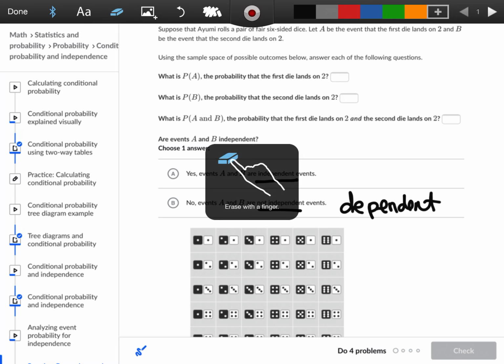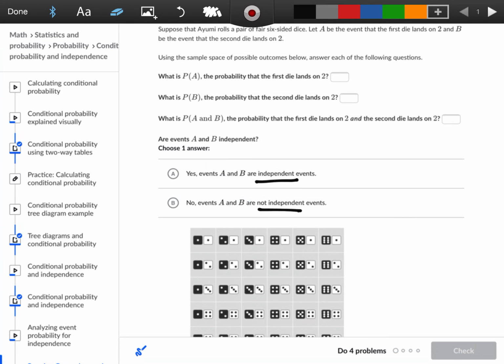If you look at this question, it says, suppose a student rolls a pair of fair six-sided dice. Let A be the event that the first dice lands on 2, and B is the event that the second dice lands on 2. So what's the probability that the first dice lands on 2? Well, we haven't even taken into consideration the second dice yet, so this is just 1 out of 6. And the probability the second dice lands on 2 is still 1 out of 6.